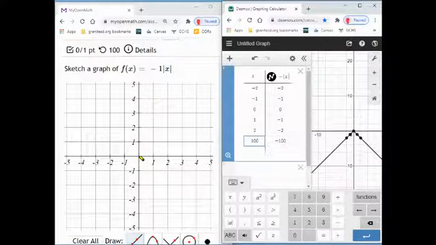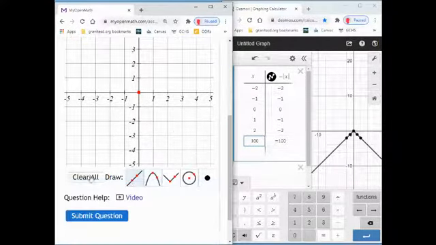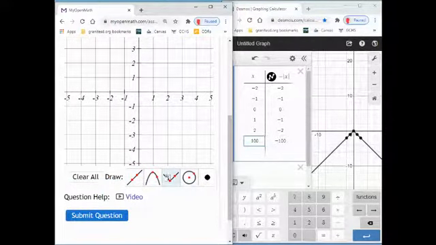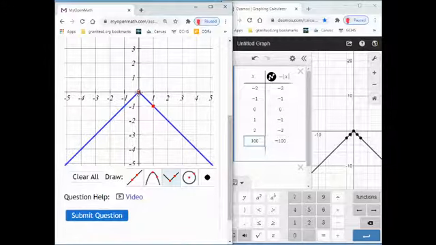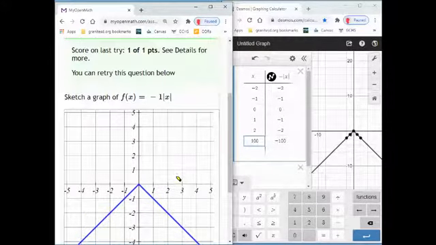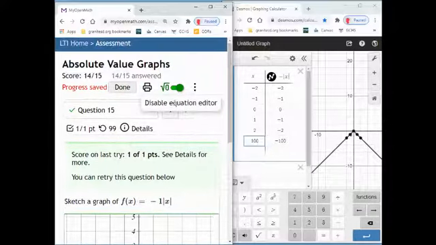Let's go over here. Graph it. So, oops, wrong tool. So click your absolute value tool. Looks like this sharp V, and then you're going to put it. It's going to be 0, 0, and then any other point. There we go. And that's it.